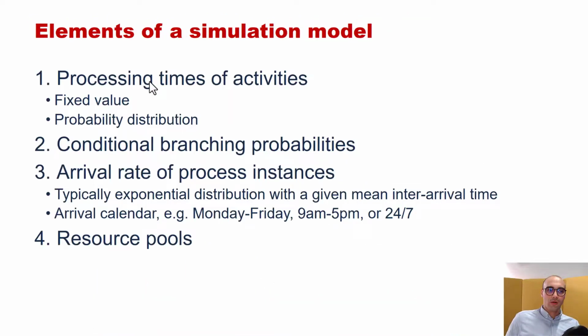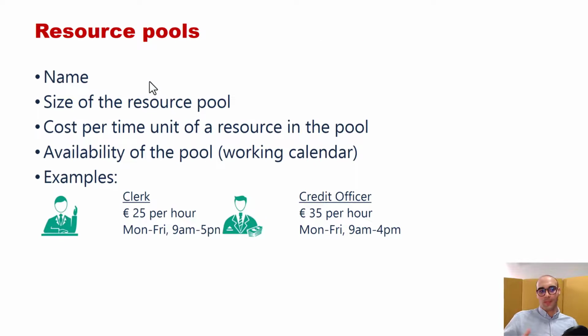The fourth part of the elements of the simulation model is the resource pools. Resources inside the organization can be of a specific amount of people, and it costs you an amount of money. For example, in this credit application business process, we have 2 types of employees or 2 groups of employees. The first one is the clerk, which is a set of people, and they work from Monday to Friday from 9 a.m. till 5 p.m. They cost 25 euros per hour.